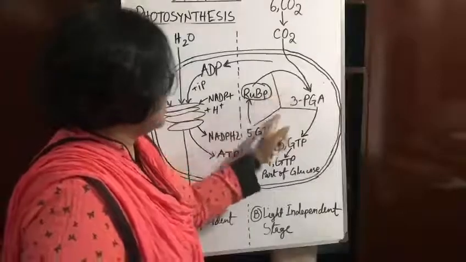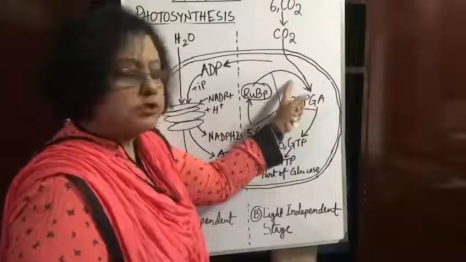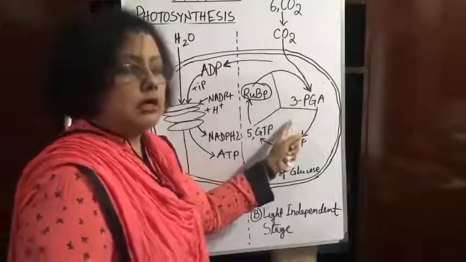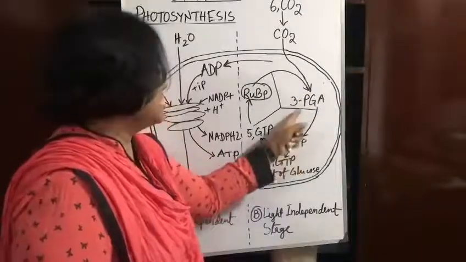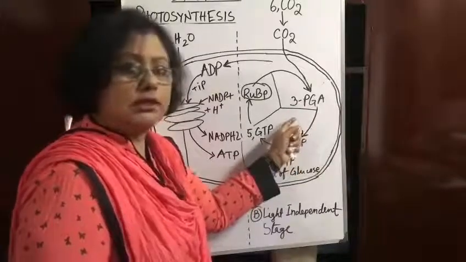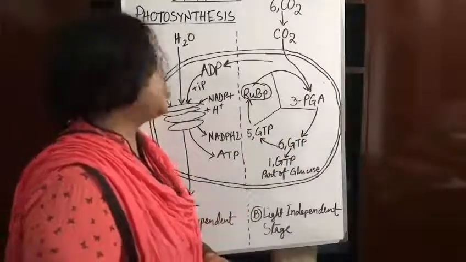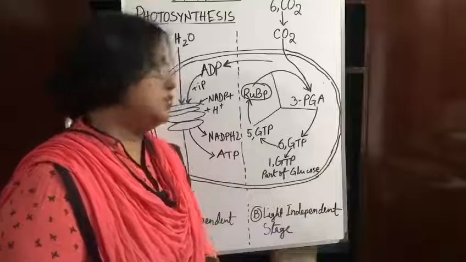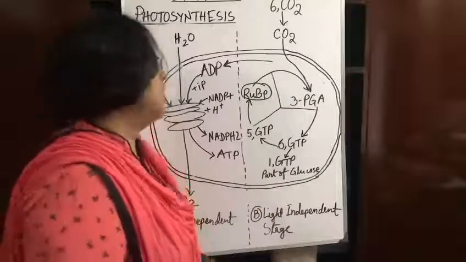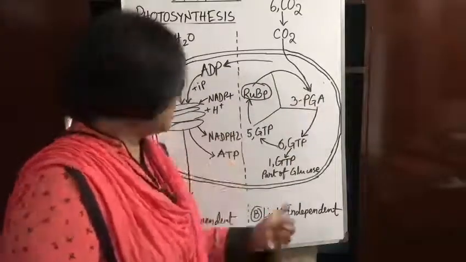The cycle is divided into 3 stages. In the first stage, when PGA is produced, carbon dioxide is fixed, that's why it is called carbon dioxide fixation. Then reduction by NADPH2 produces GTP from PGA, and that stage is called the carbon dioxide reduction stage. And again from GTP, RUBP is produced or regenerated, that's why the third stage is named the RUBP regeneration stage. And in this way the light independent stage completes the production of glucose.